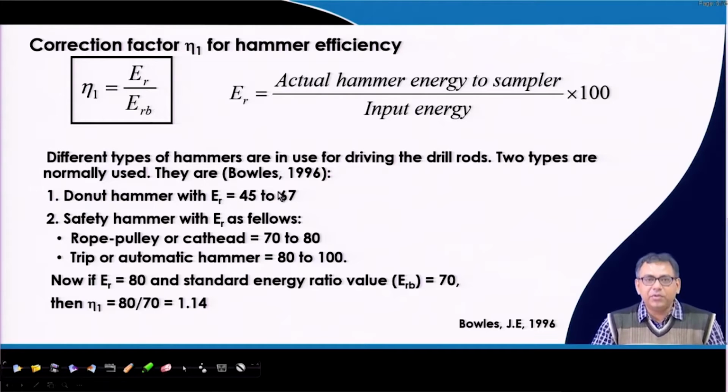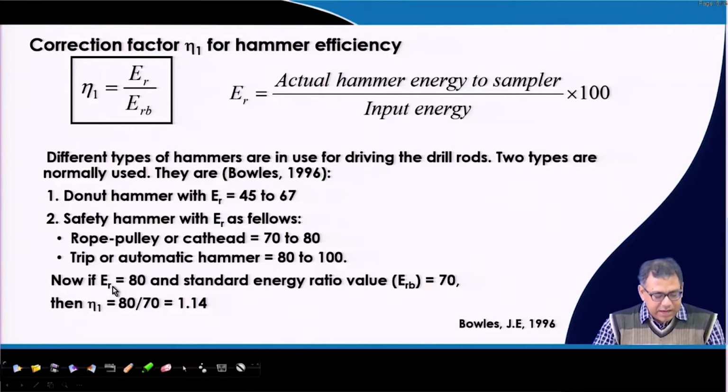Depending upon which type of hammer you are using, ER is available. So, for different types of hammer, this ER value is given. This is 45 to 67%, and then 70 to 80, 80 to 100. Okay. So, that means this is your different hammer, your ER value you will get. So, that means you will get the ER value based on which hammer you are using.